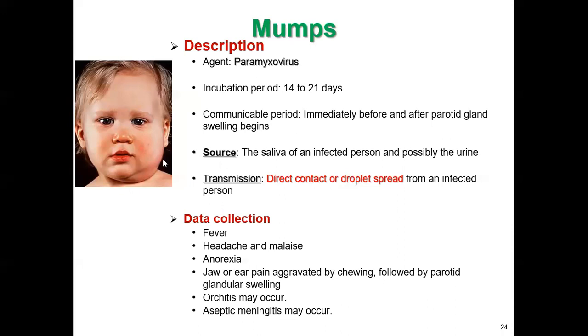The key symptoms are usually painful swelling of the parotid glands, and the patient develops fever and malaise, and it can lead to deafness, orchitis, or encephalitis. These are the complications of mumps. Let me read it: fever, headache, anorexia, jaw or ear pain aggravated by chewing, followed by parotid glandular swelling, or the patient develops orchitis. Orchitis means inflammation of the testes. Also, aseptic meningitis may occur.